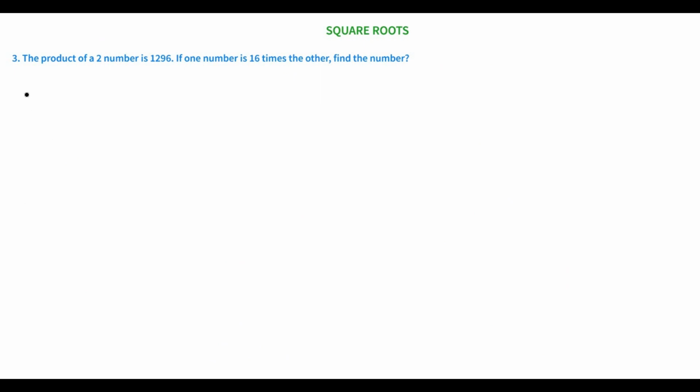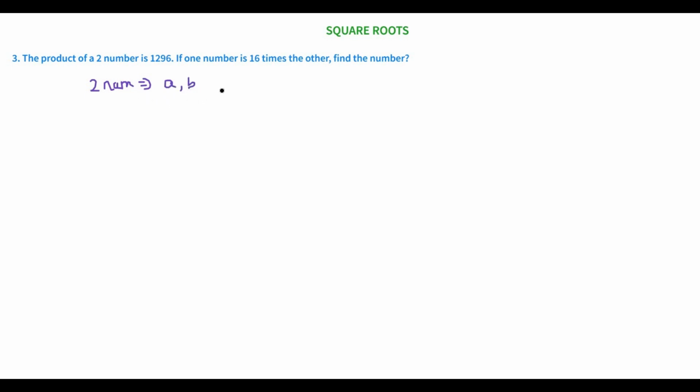So our third example for today is: the product of two numbers is 1296. If one number is 16 times the other, find the numbers. So first we have to find the product of two numbers. So let the two numbers be, what are the two numbers? Let's keep it as A and B. So let me take the two numbers as A and B.